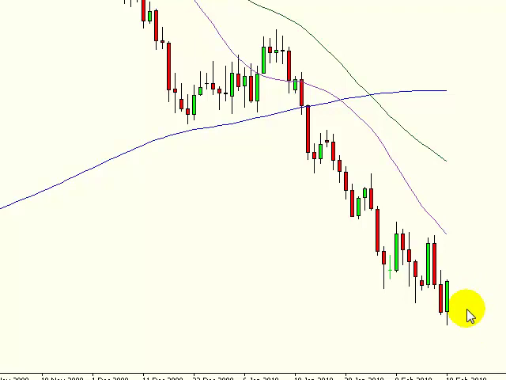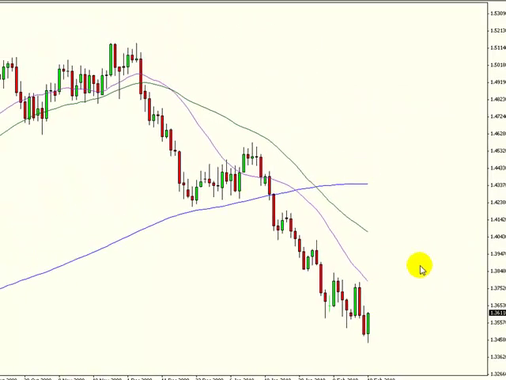However, I would look to continue to short on resistance areas where it looks like there's a possible turnaround, and to go down and reach further lows around the 132 area.